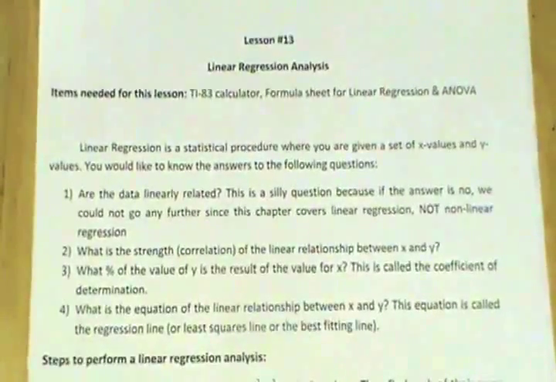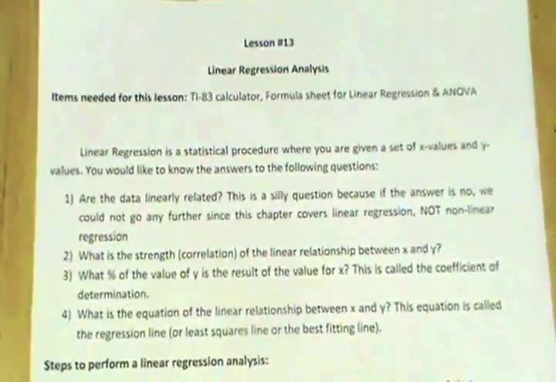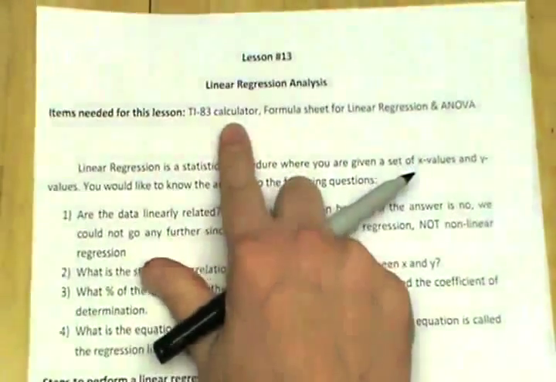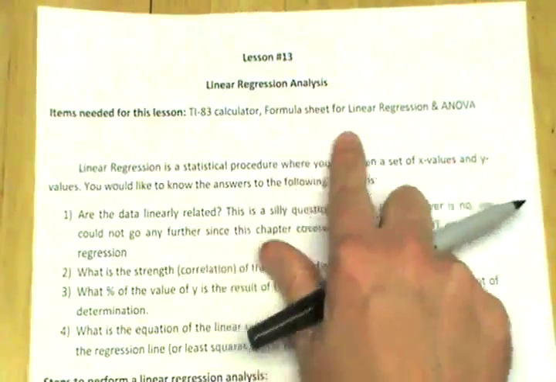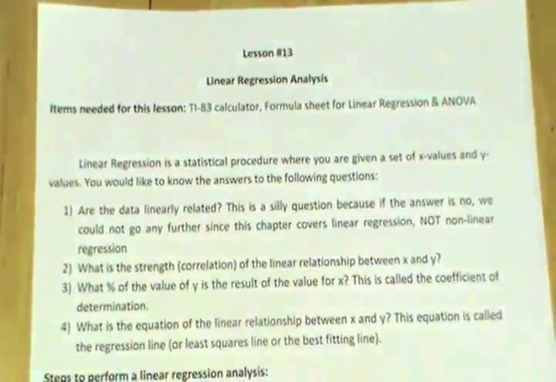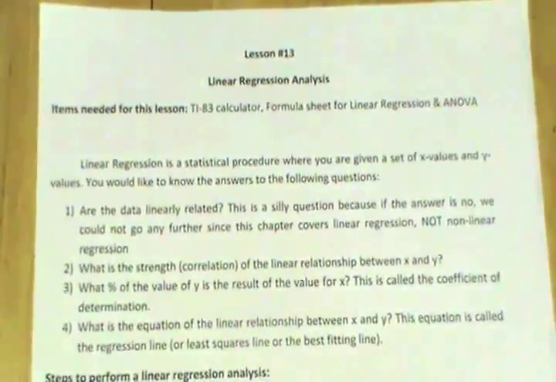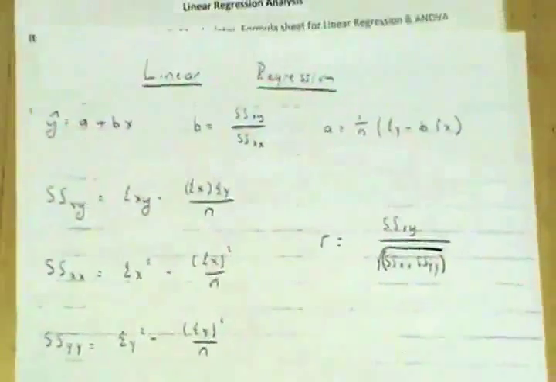Lesson number 13 talks about linear regression analysis, and the items needed for this lesson are your TI-83 calculator and a formula sheet for linear regression and ANOVA, and you can download that from the website, and let me show you what it looks like. So this is the formula sheet.